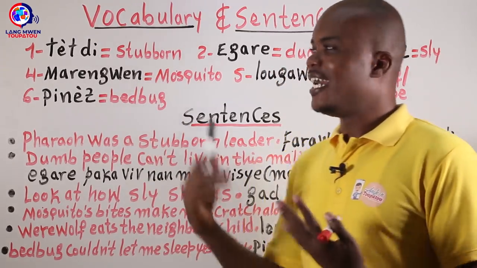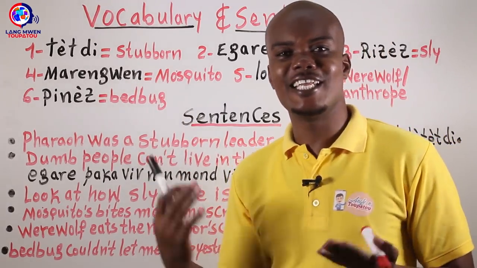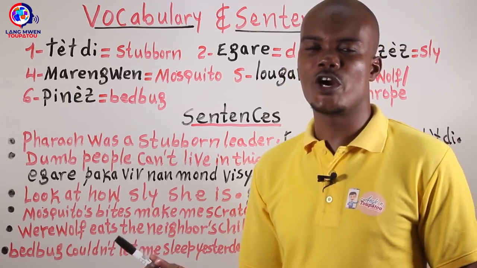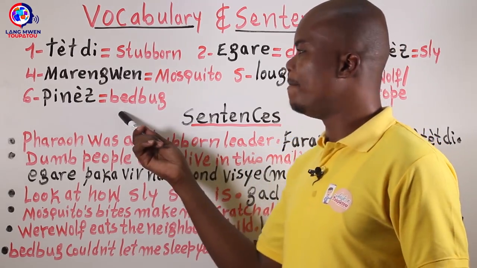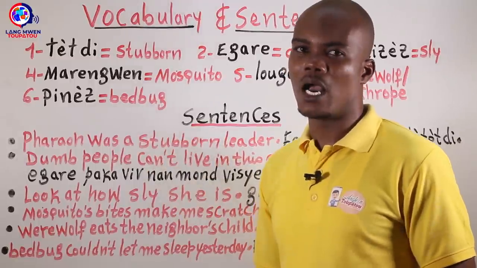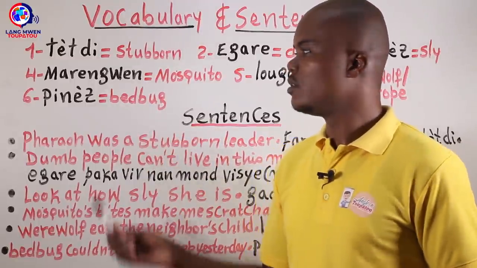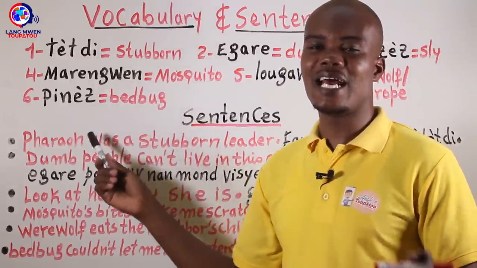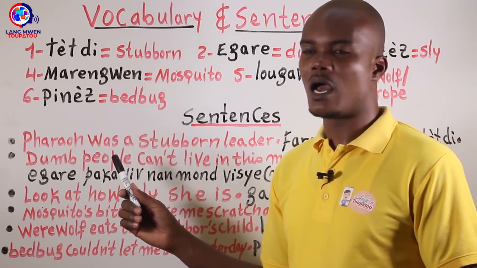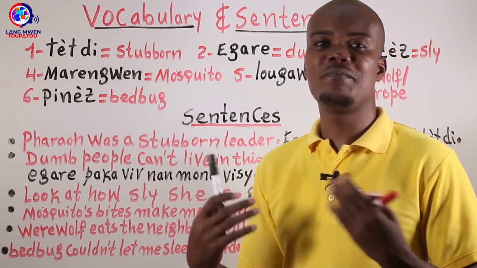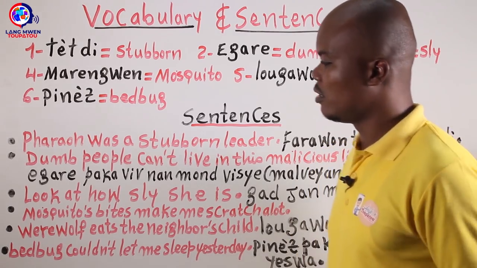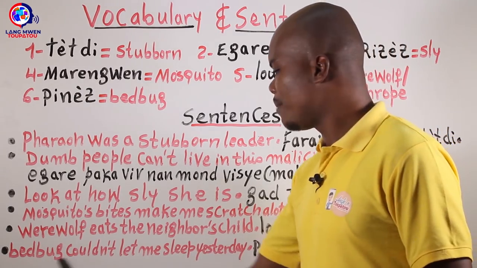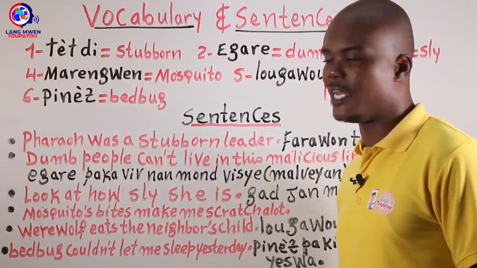How to say pinez in English? How to pronounce the word? We say bed bug. Bed bug. It's two words: bed and bug. Bed bug. Good. Example: bed bug couldn't let me sleep yesterday.